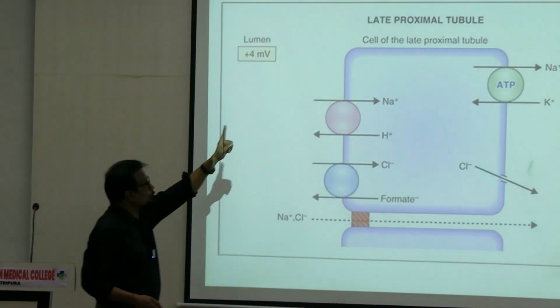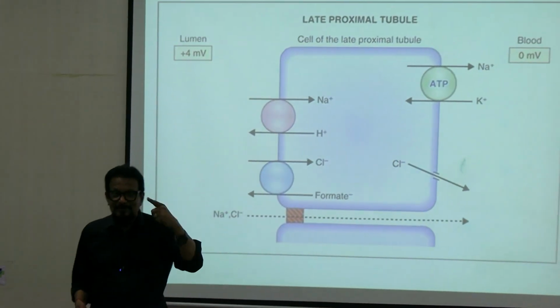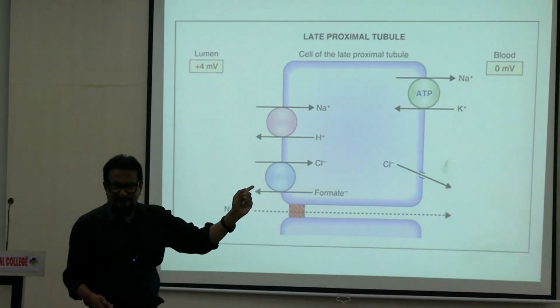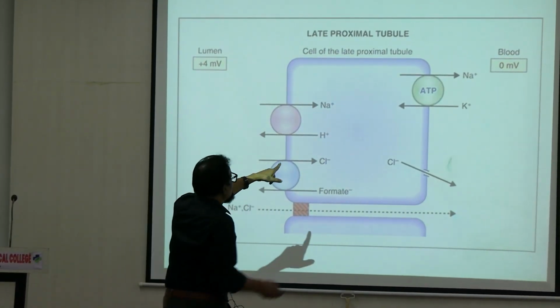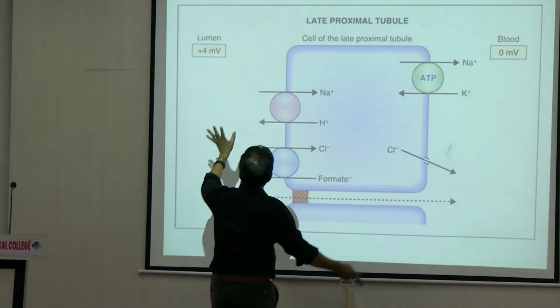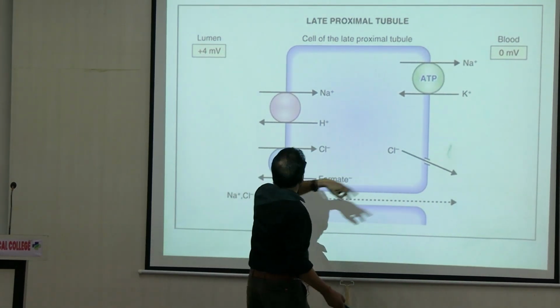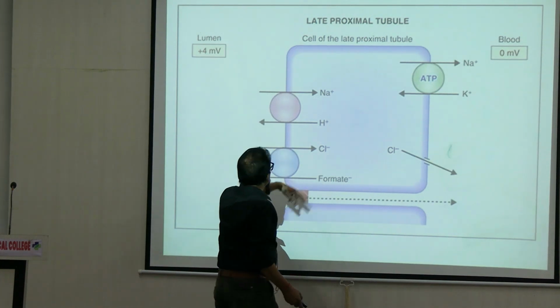In the late part, those transporters are absent. Sodium-potassium-2-chloride transporters are absent. Only what is there? Sodium-potassium. Here the side is reversed. This is the lumen side and this is the blood side. So you see these are the transporters.